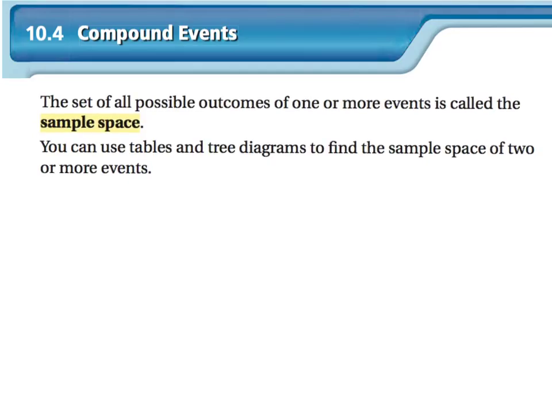It says that the set of all possible outcomes of one or more events is called the sample space. So all the total possible outcomes that you could get for one event or more than one is called the sample space. You can use tables and tree diagrams to find the sample space of 2 or more events. Now, while I'm going to show you some of the ways the book tells you how to get sample space, I'm going to show you a much easier way, and I'm hoping you can use that, or if you want to use what the book says as well, that's fine. But I want to show you all the possible ways to get that answer.